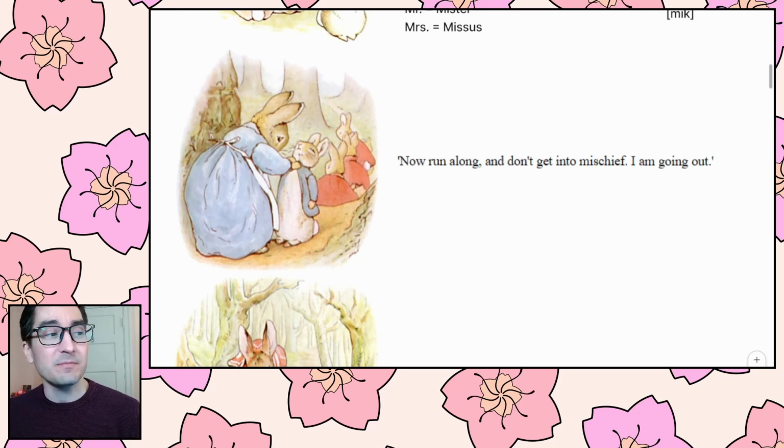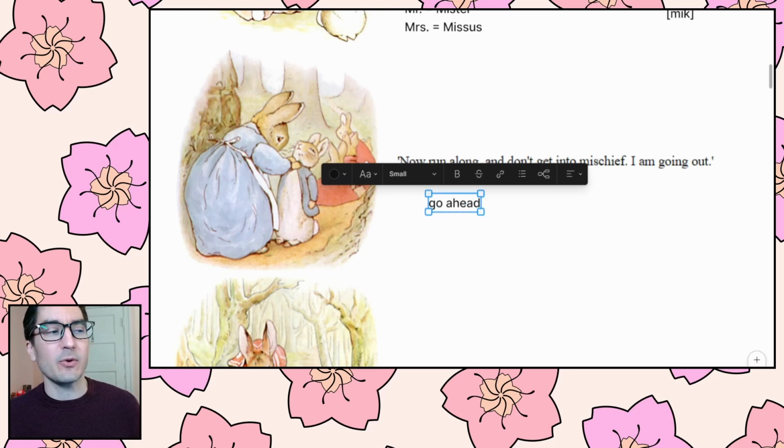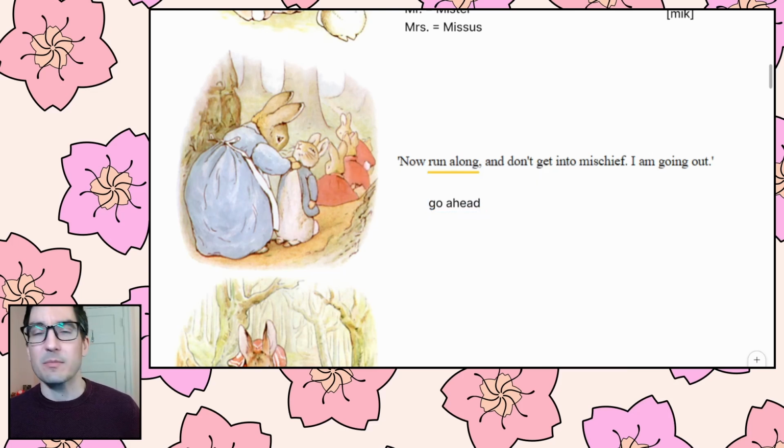Now run along and don't get into mischief. I'm going out. So run along means kind of like go away. Like go, get out of here. Go away and get out of here are kind of not nice things to say. Run along means like go ahead, go have fun. Okay? Americans don't really say run along anymore, but I think British people still say this.